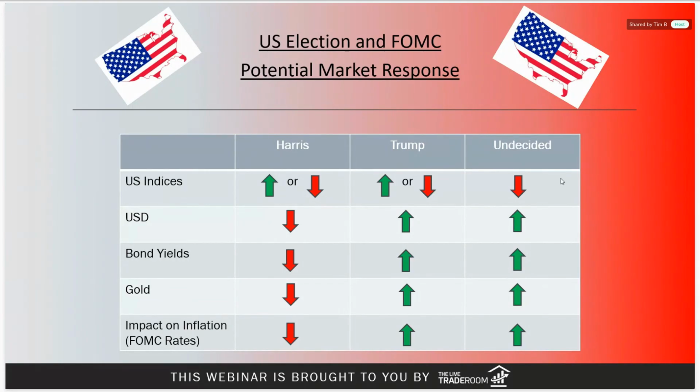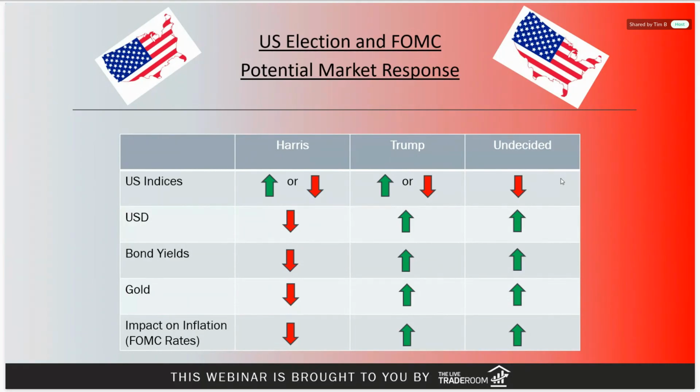And also the impact that uncertainty and an undecided outcome would have would probably be a little bit more inflationary. It would be a bit more of a concern to the Fed. So we'd probably think that they couldn't cut rates as quickly as they may want to if, again, they had a Harris outcome.